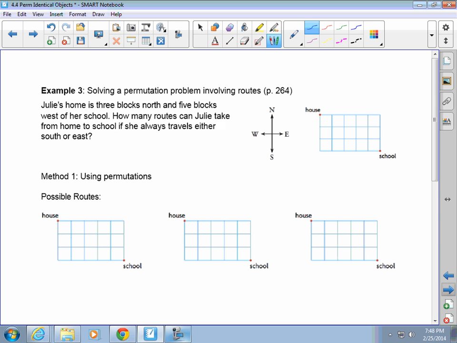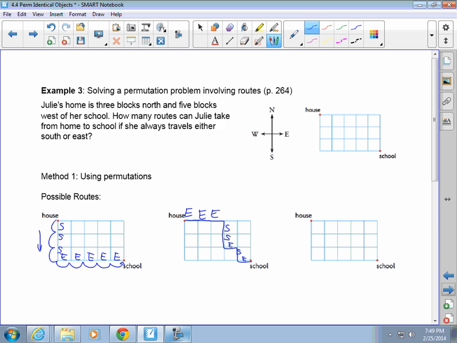So the first suggestion was if she went all the way south, so she went this way and then she went east. So what she's done is gone south, south, south, and then east, east, east, east, till she got to her destination. Another option is if she went 3 blocks east, 2 blocks south, 1 block east, 1 block south, and then another block east. So she's gone east, east, east, south, south, east, south, and then finally east.